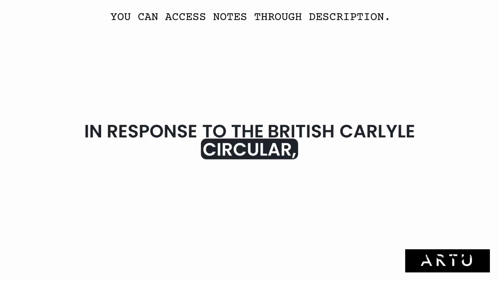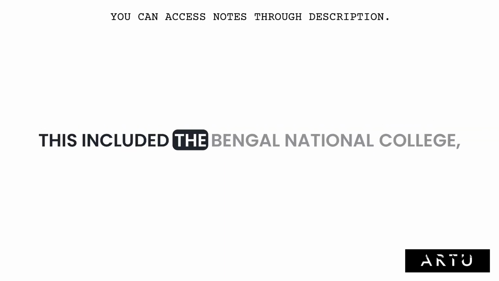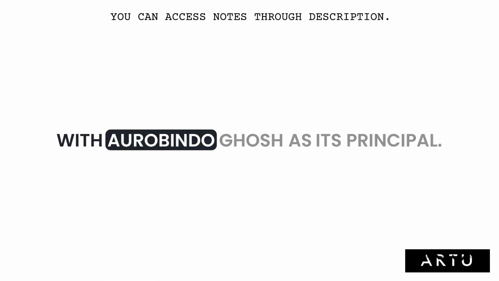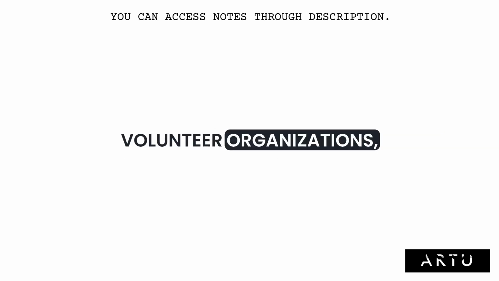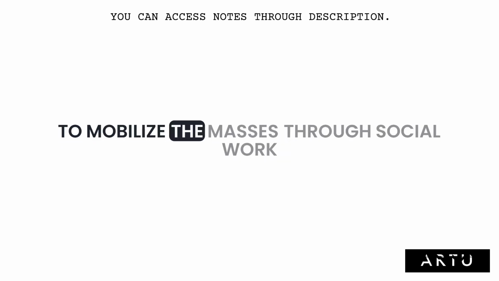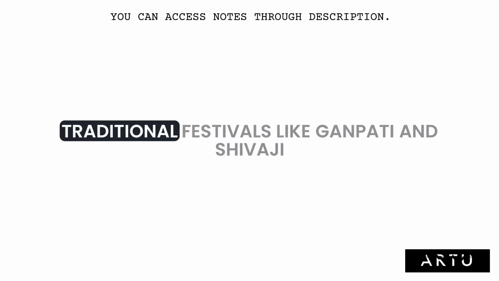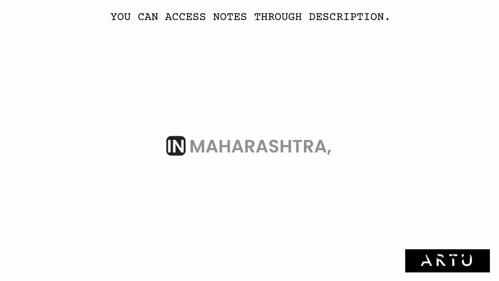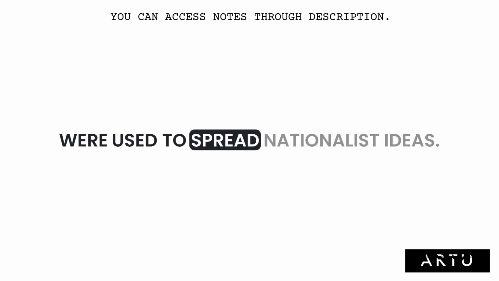National education. In response to the British Carlisle Circular, which threatened action against protesting students, national schools and colleges were founded. This included the Bengal National College, with Aurobindo Ghosh as its principal. Samitis. Volunteer organizations, Samitis, like the Swadesh Bandhab Samiti, were formed to mobilize the masses through social work and political campaigns. Festivals. Traditional festivals like Ganpati and Shivaji in Maharashtra, organized by Bal Gangadhar Tilak, were used to spread nationalist ideas.